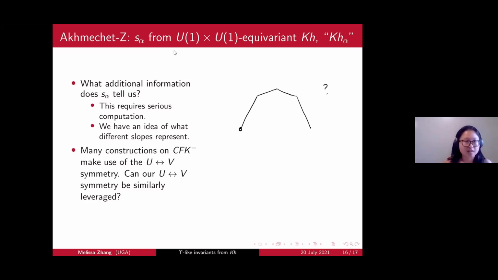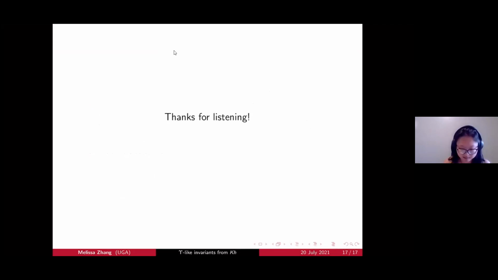The other thing is that there are constructions that make use of the UV symmetry. So even though in Khovanov homology, we don't know what the analog should be because we don't have Khovanov homology for 3-manifolds, it could be interesting to see what those constructions actually spit out. Like, what are they the invariant of? Okay, and that's all I have to say. So thanks for listening.